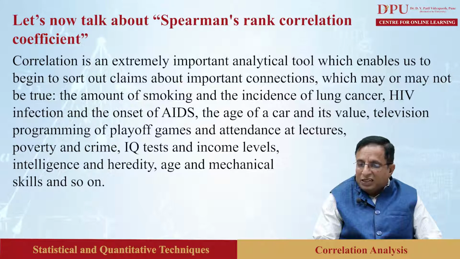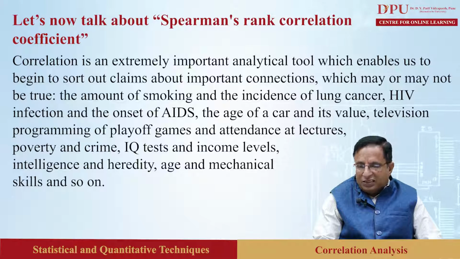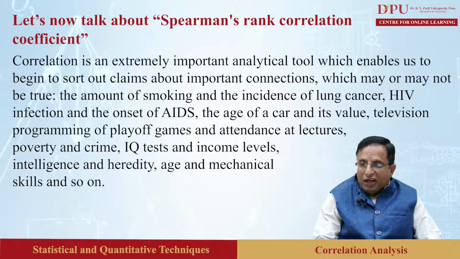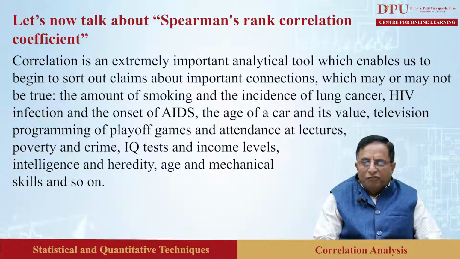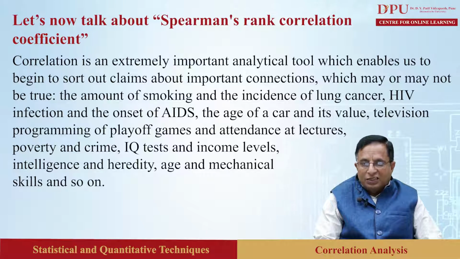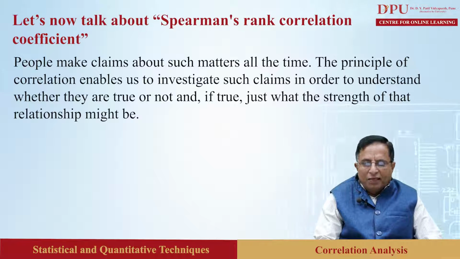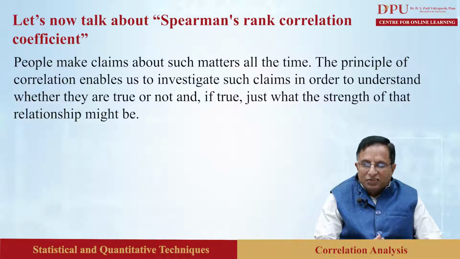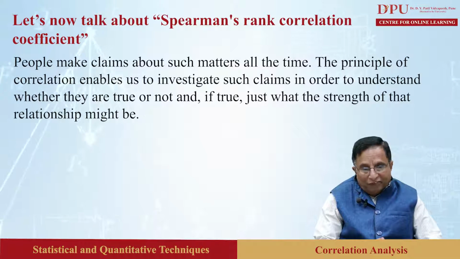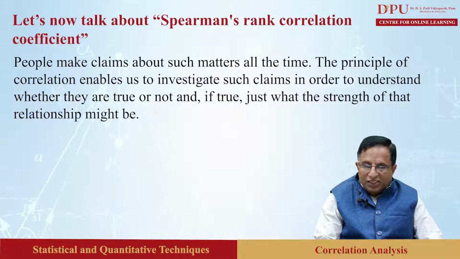Amount of smoking and incidence of lung cancer, HIV infection and the onset of AIDS, the age of a car and its value, television programming of playoff games and attendance at lectures, poverty and crime, IQ tests and income levels, intelligence and heredity, age and mechanical skills, and so on. People make claims about such matters all the time. The principle of correlation enables us to investigate such claims in order to understand whether they are true or not, and if true, just what the strength of the relationship might be.